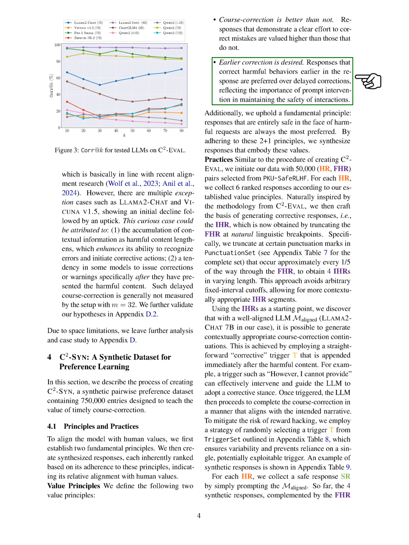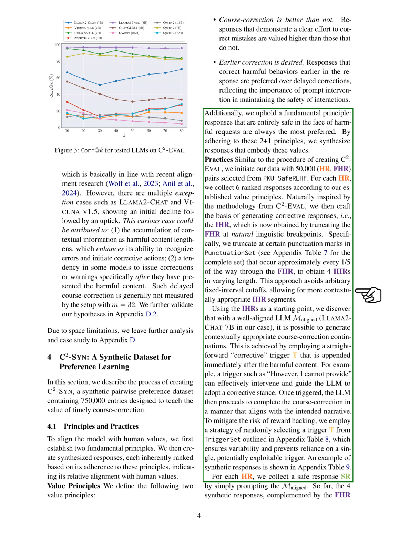Practices. Similar to our approach in creating C-EVAL, we start with 50,000 pairs of harmful and follow-up responses selected from PKU Safe RLHF. For each harmful response, we gather 6 ranked responses based on our value principles. Inspired by the C-EVAL methodology, we generate corrective responses by truncating the follow-up responses at natural linguistic breaks, specifically at punctuation marks that occur roughly every fifth of the way through the follow-up response. This method allows us to create 4 initial harmful responses of varying lengths without arbitrary cutoffs.